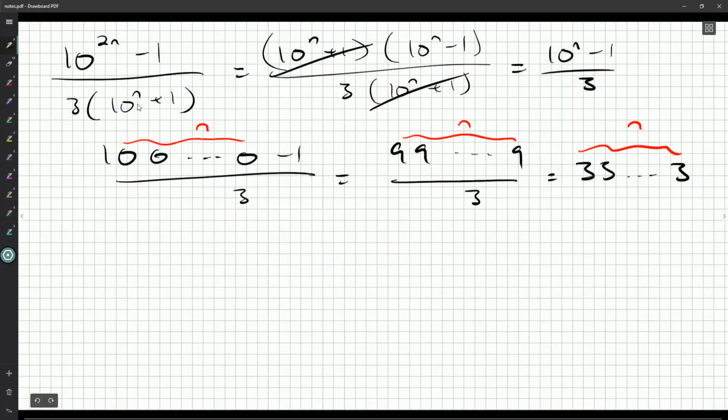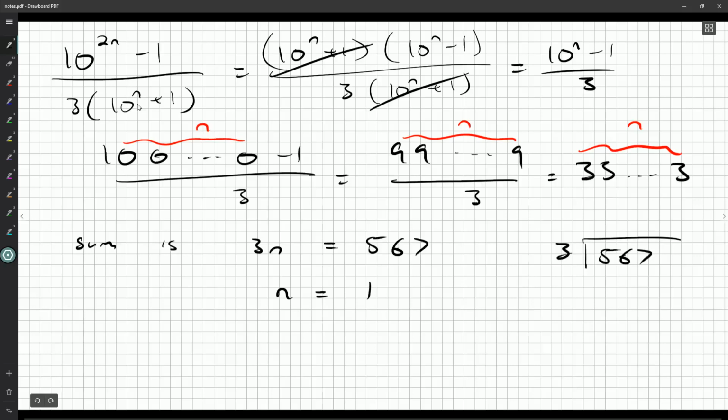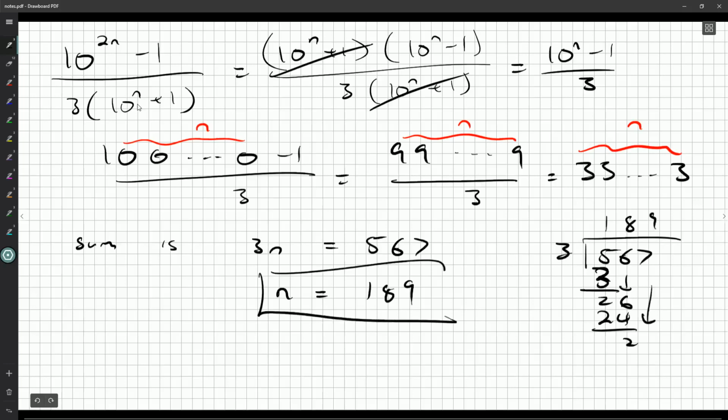So the sum of the digits is always 3 times n. We've got n 3s, we add them all up. So if I know the sum of the digits is 567, and I divide that by 3, we'll get what? I don't want to reach for my calculator right now. 3 goes in there once, 8 times, 9 times. So 189. So n is 189.